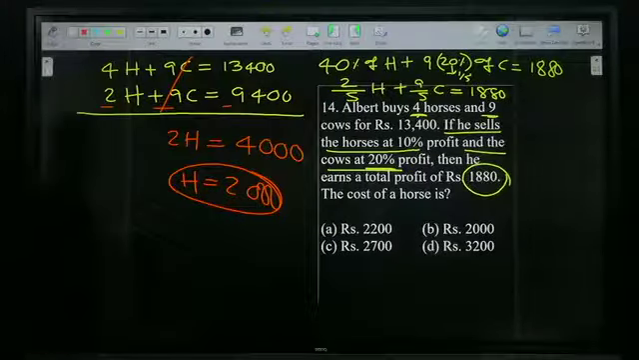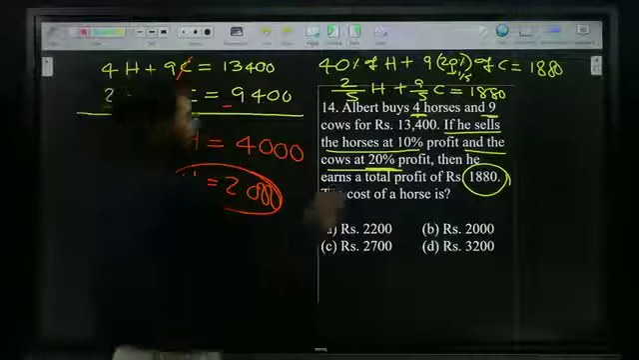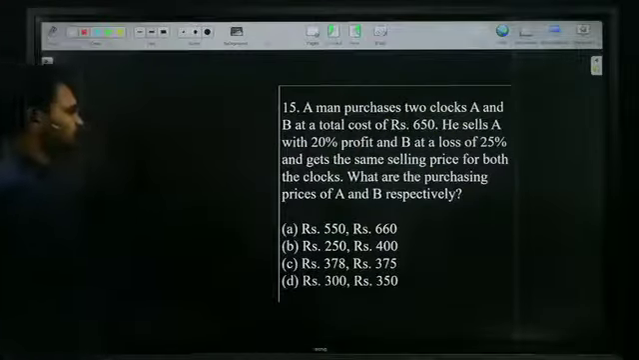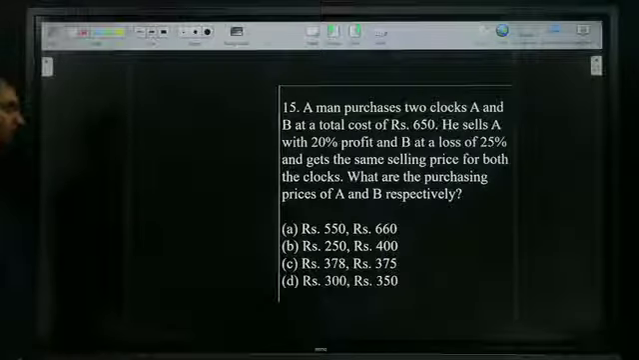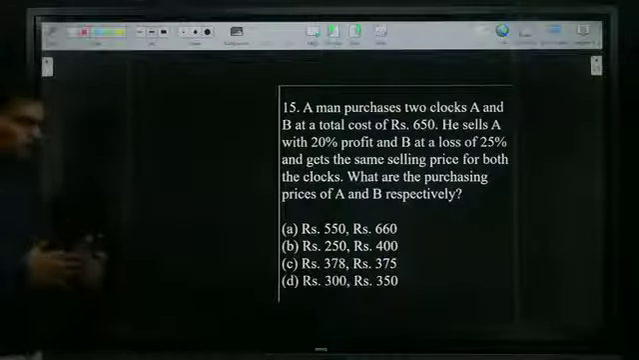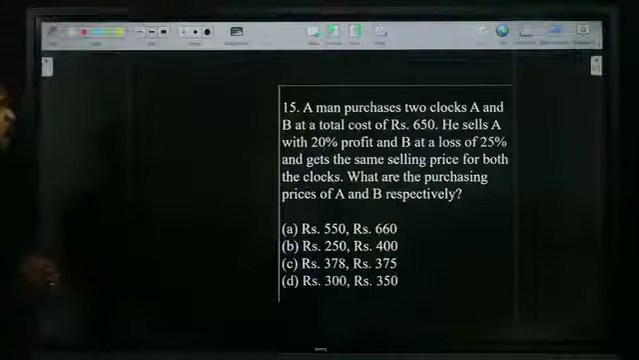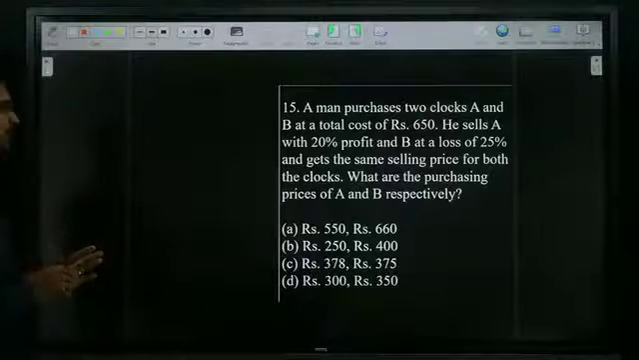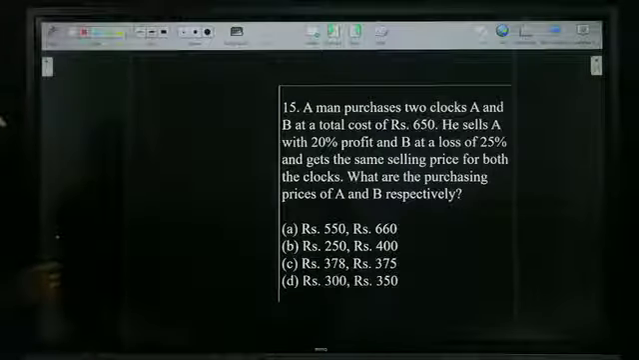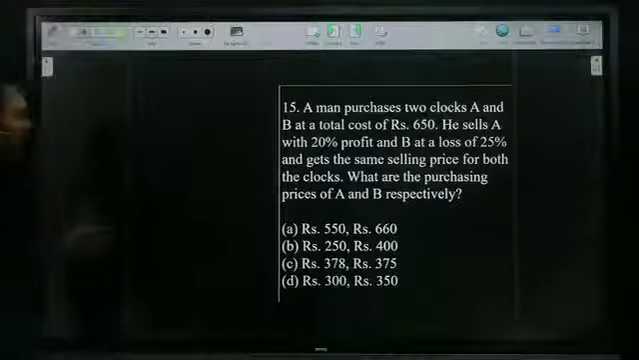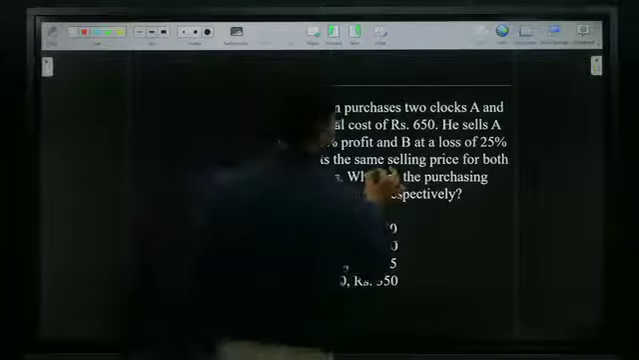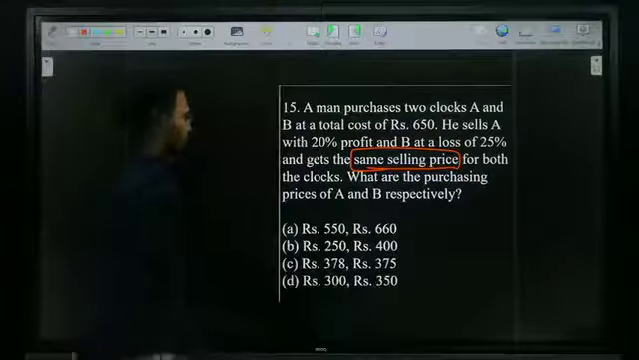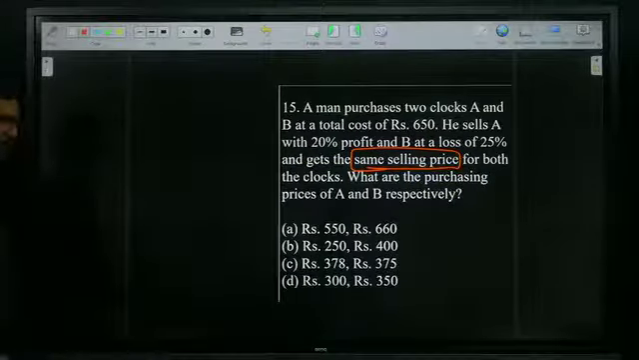Shall I go to the next question? Just try to read this question. A man purchases 2 clocks A and B at a total cost of 650. He sells A at 20% profit, B at 25% loss, and gets the same selling price for both the clocks. Please underline same selling price. What are the purchasing prices of A and B?